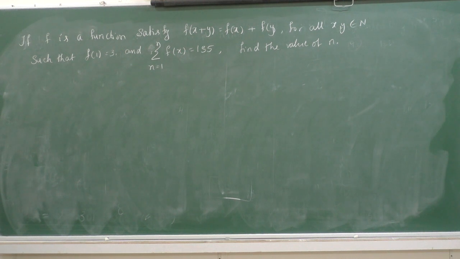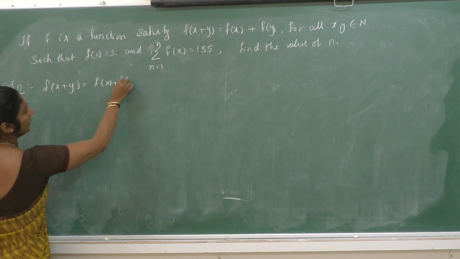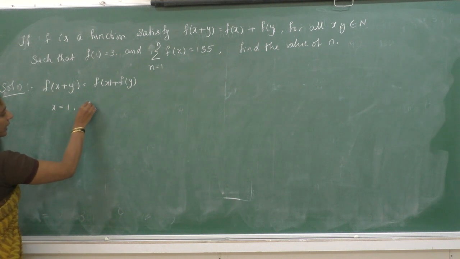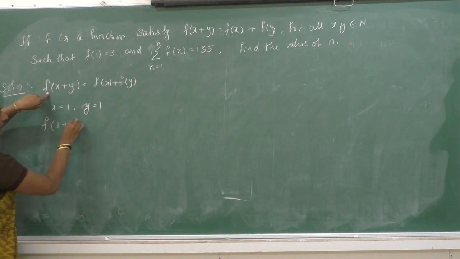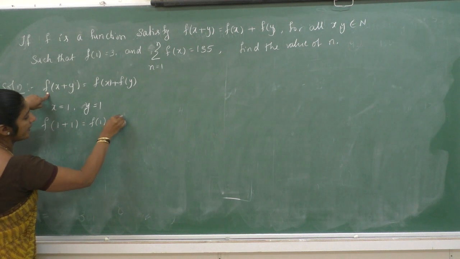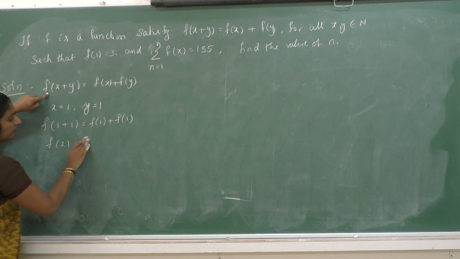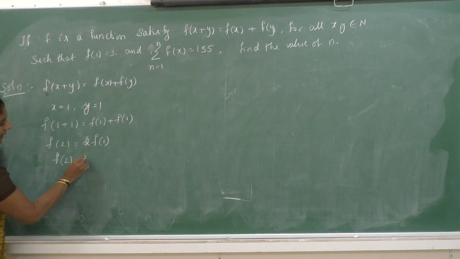Let us substitute x is equal to 1 and y is equal to 1 in the expression. Solution: given that f of x plus y is equal to f of x plus f of y, right? For this expression, substitute x is equal to 1 and y is equal to 1. So you get f of 1 plus 1 is equal to f of 1 plus f of 1. So we get f of 2 is equal to 2 times f of 1.